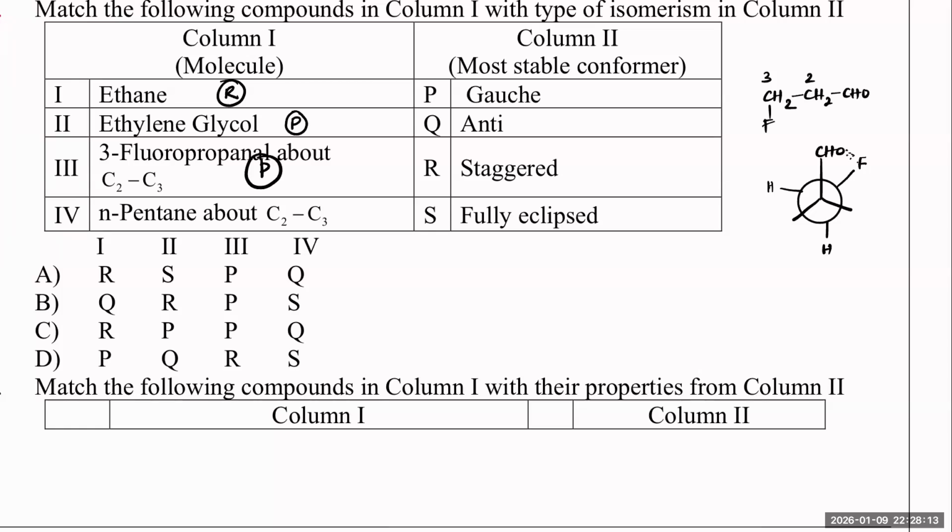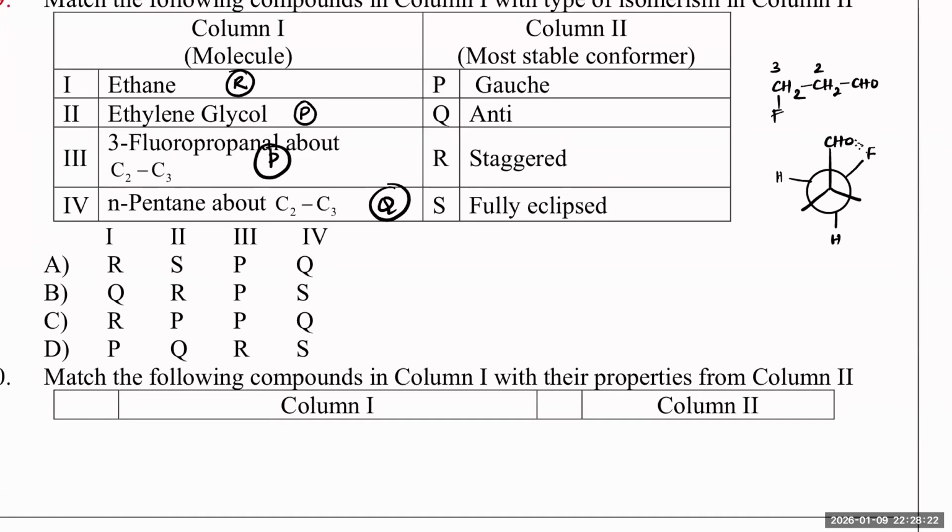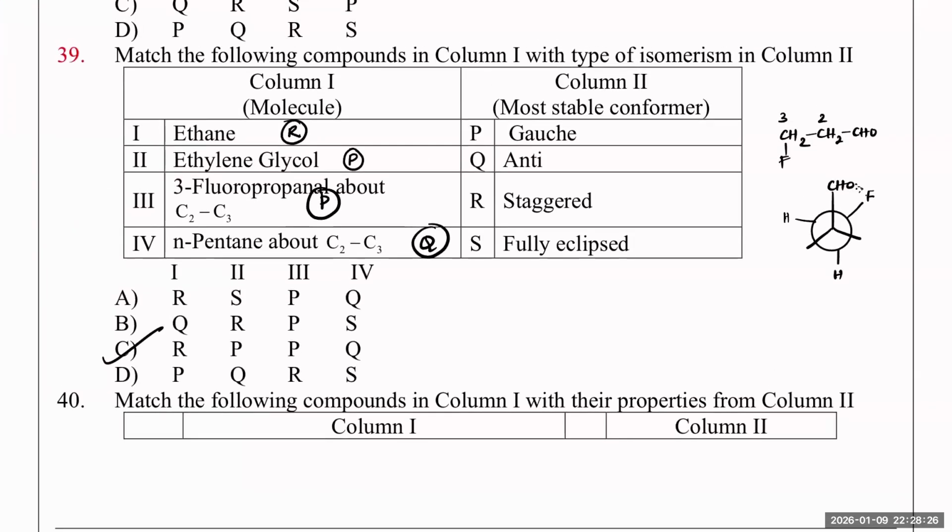Next. N-pentane with C2 and C3. Okay. So C2 and C3 if you have, that will be anti-form because there is no hydrogen bonding here. So RPPQ. So which is option C. Everyone clear?